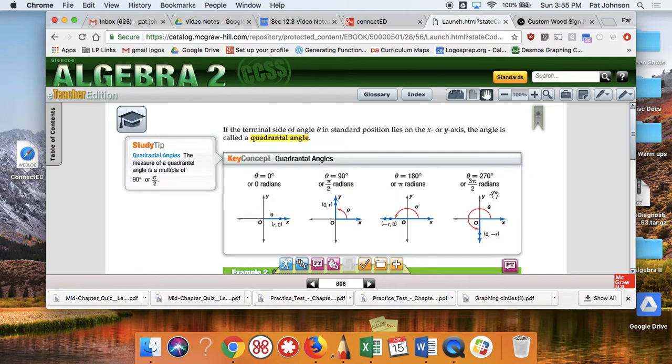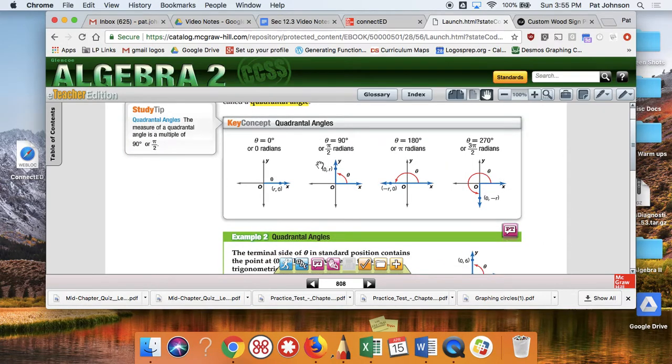As we already learned in the last section, we can convert these to radians by multiplying by pi over 180. They give you both the degree and the radian measures of each of those quadrantal angles.